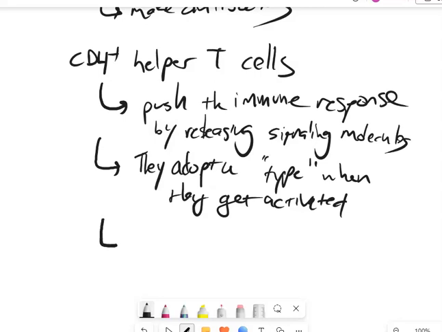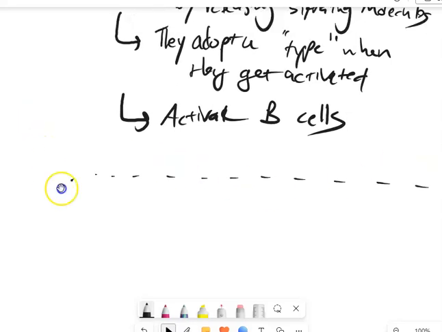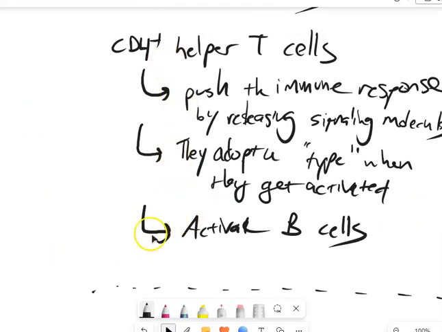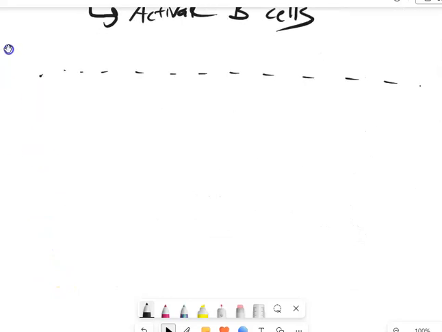But another thing they do is activate B cells. And then there are some other things that some of them do. So I'm going to put a little dot here because they don't all do all of these things. But as far as I know, they all do these things. They all push the immune system one way or the other. They all release a huge amount of their own specific type of signaling molecule, and they all activate B cells.